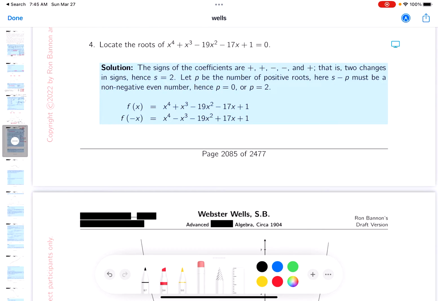Problem number 4, we have a fourth degree polynomial. We certainly know the general shape. The coefficient on the fourth degree term is positive. The general shape of it is going to be up and up, both to left and right. What happens in the middle is what we're trying to figure out.